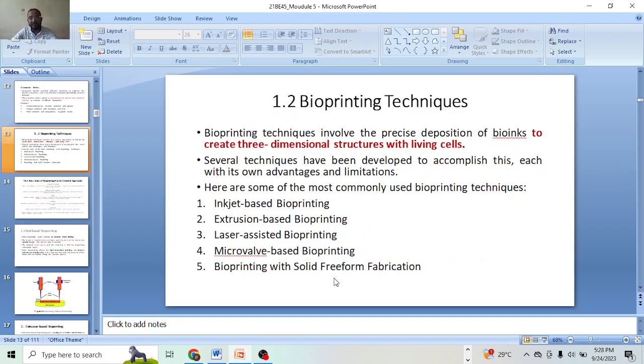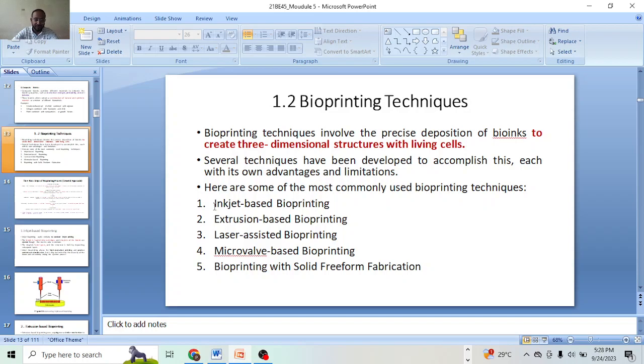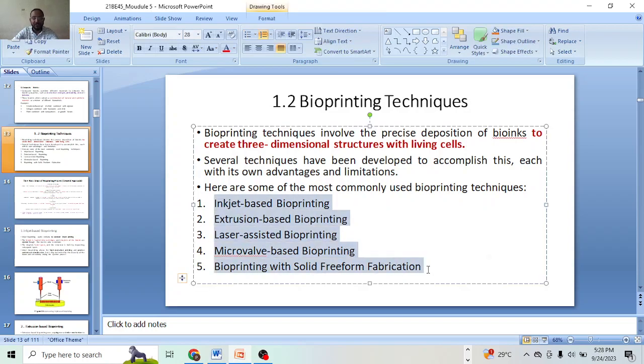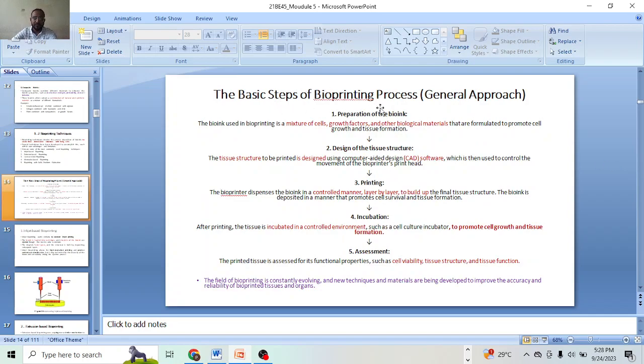So that's how we can write it for 5 or 10 marks. Next, with the neat sketch, describe any 2 bioprinting techniques. So there are plenty of bioprinting techniques. Here I have explained 5 different bioprinting techniques. You have to give any 2. That means it carries how much marks? 5 marks each. So this is the general process.